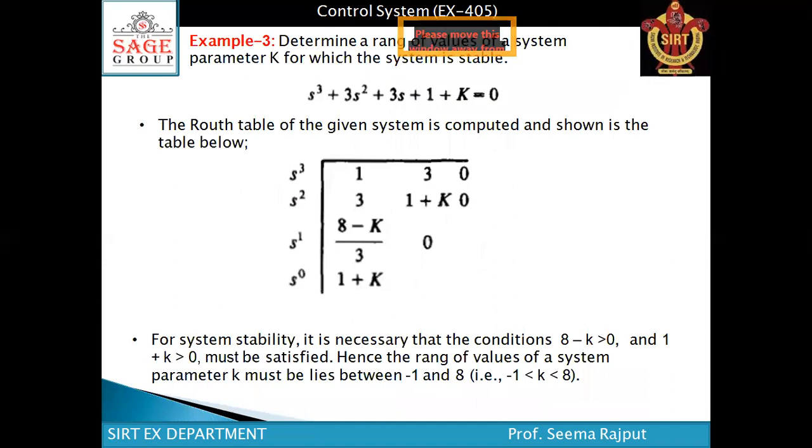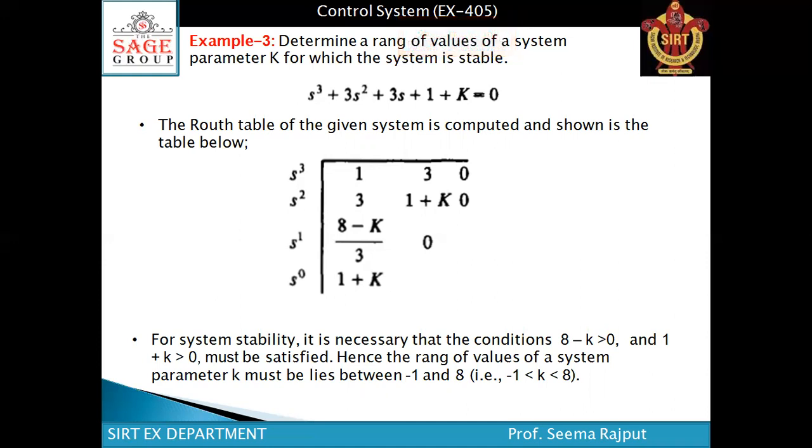And the third example is: determine the range of values of a system parameter k for which the system is stable. So we have a characteristic equation that is s cube plus 3s square plus 3s plus 1 plus k equal to 0. So the Routh table of the given system is computed and shown in the table below. S cube, s square, s1, s0. Then we have to put 1, 3, 0, and another one is 3 and 1 plus k or 0.